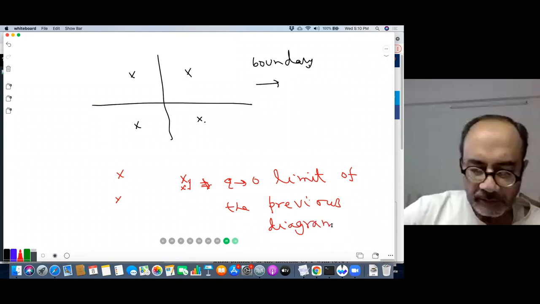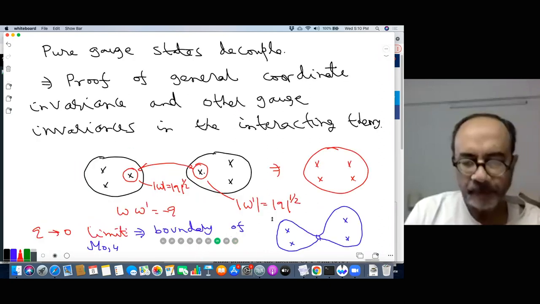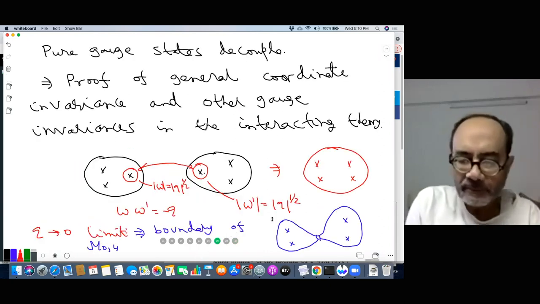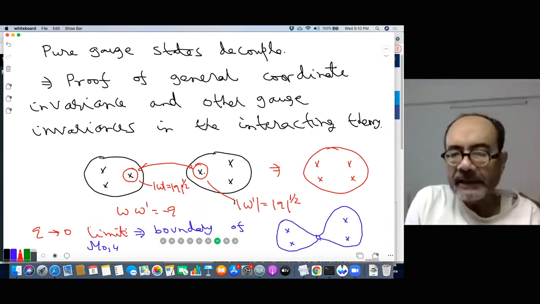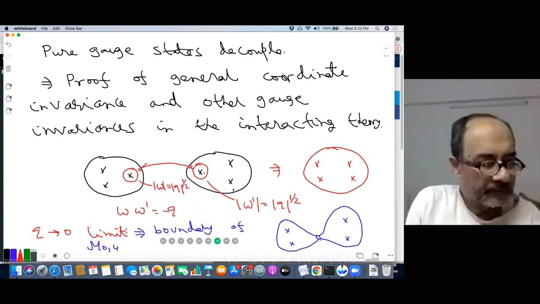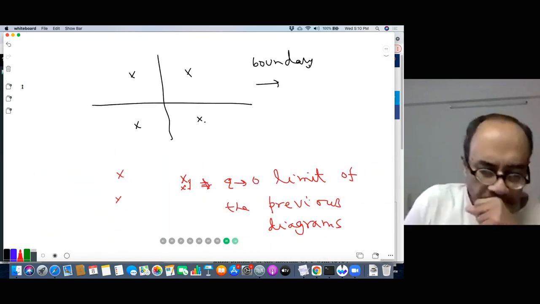Next time we'll be applying this whole technology to the sphere 4-point function, where I think all of this should become clear. Are there questions? Okay, so let me then say what we are going to do next time, but not say very much more.